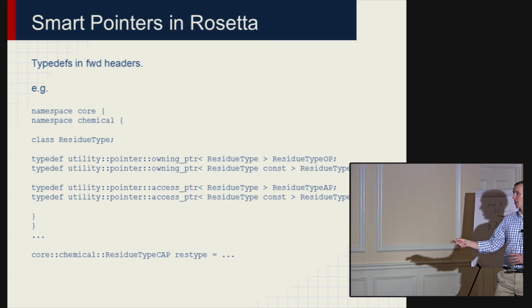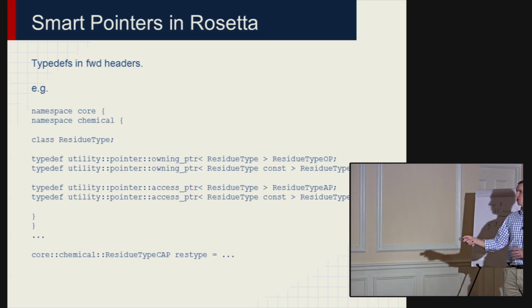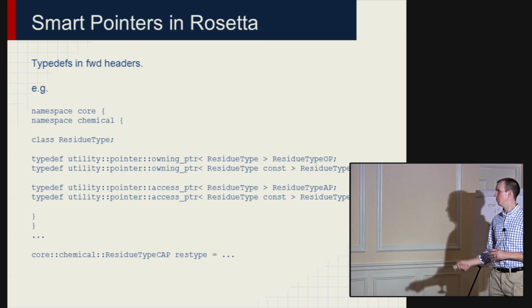Namespace chemical is now just another declaration like namespace core. It's just one layer deeper. So now everything in this code block lives in namespace core chemical. And so I'm saying that there's a class residue type, and that's going to live in this namespace core chemical. And then there's some typedefs, and these typedefs also live in this namespace. So you can see here there's the utility pointer. That's the namespace where owning pointer lives. But the typedef for residue type OP lives in core chemical. So in your code, you can refer to core::chemical::ResidueTypeOP, and you don't have to type this whole thing, utility pointer, owning pointer, when you want to deal with residue type OPs.